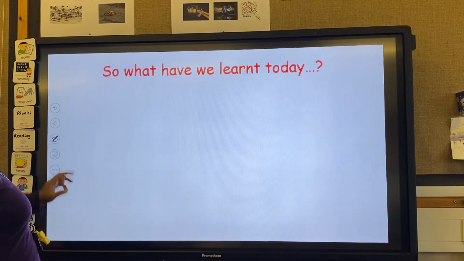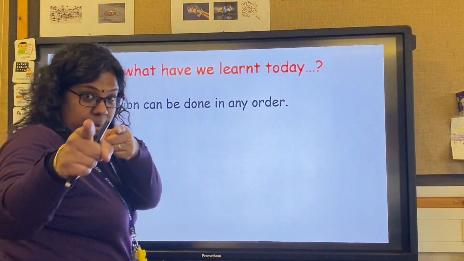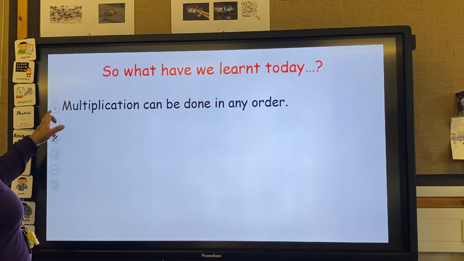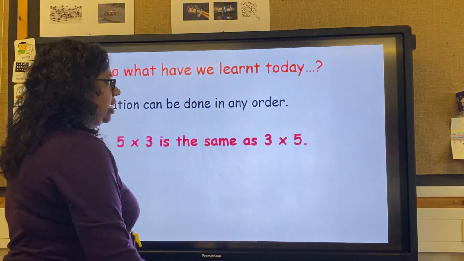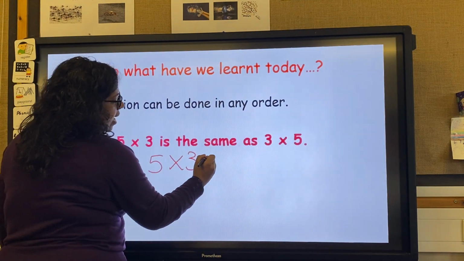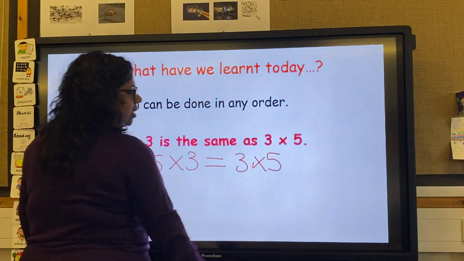So, what have we learned today? Multiplication can be done in any order. Okay, remember any order. You'll still get the same answer. 5 times 3 is the same as 3 times 5. 5 times 3 is the same as 3 times 5. All right?